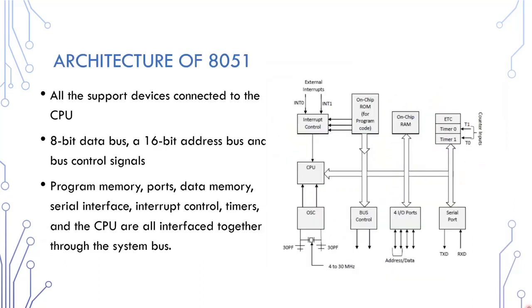Now let us discuss the architecture of the 8051 microcontroller. In the following diagram, the system bus connects all the support devices to the CPU. This system bus consists of an 8-bit data bus, a 16-bit address bus, and bus control signals. All other devices like program memory, ports, data memory, serial interface, interrupt controls, timers and the CPU are interfaced together through the system bus.